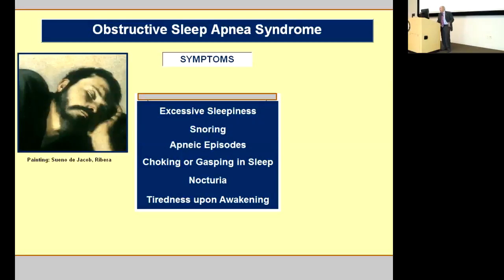So what are the symptoms? Excessive sleepiness, snoring, holding your breath during sleep, choking, gasping in sleep, and interestingly, nocturia, which is frequent urination during sleep. So you're awakened more than you should be. In fact, I have lots of patients who come to me after having been seen by the urologist, having to get up 3 to 5 times a night, and they're often men, and so they think they have a prostate problem. After treatment, that gets better.